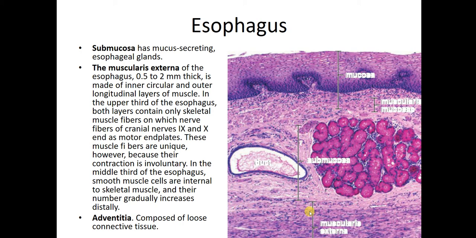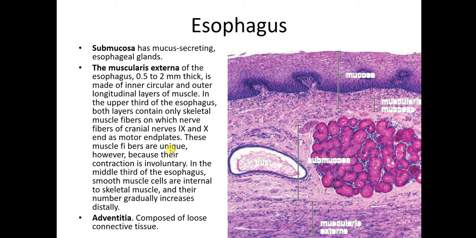And then below the submucosa we have muscularis externa. The muscularis externa is composed here of two layers, and you see it's made up of an inner circular and an outer longitudinal layer. It's pretty unusual, so later I'll explain it to you. In the upper third of the esophagus, both layers contain only skeletal muscle fibers, on which nerve fibers of cranial nerves 9 and 10 end as motor end plates.